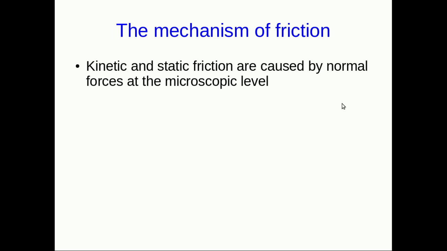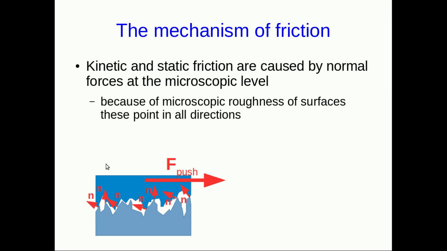So let's talk a little bit about the mechanism of friction. And I don't mean a machine. When a scientist says mechanism, they mean a way of describing something in terms of something simpler. Friction is complicated, so it would be nice to understand it in terms of simpler ideas. And indeed, it turns out that kinetic and static friction are caused by normal forces, but at the microscopic level. Because of surface roughness, those normal forces can point in all sorts of different directions.